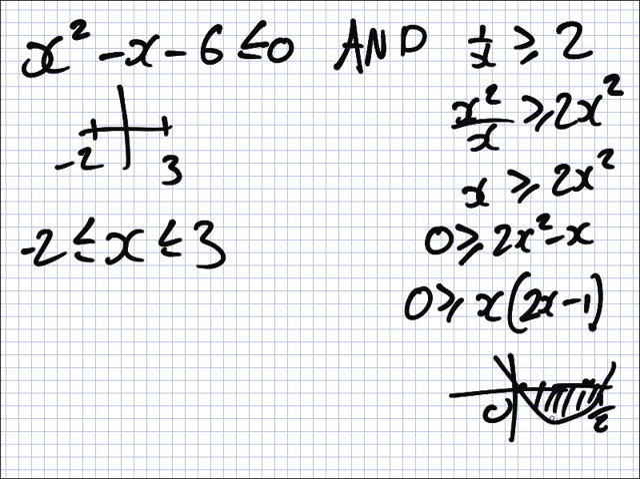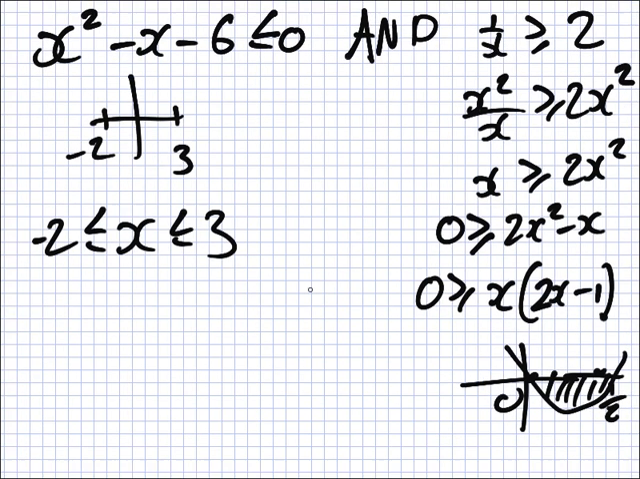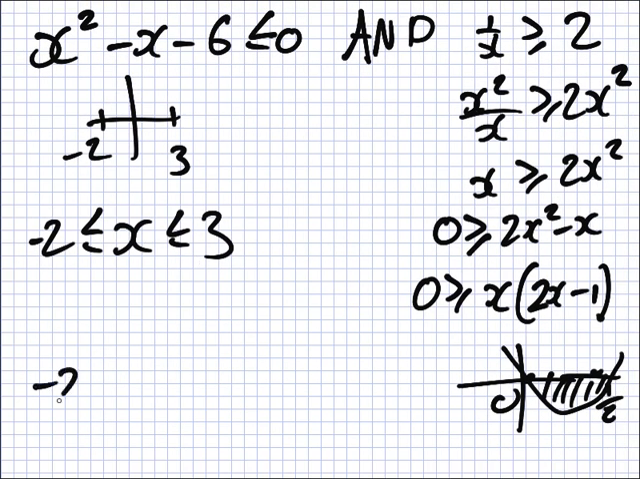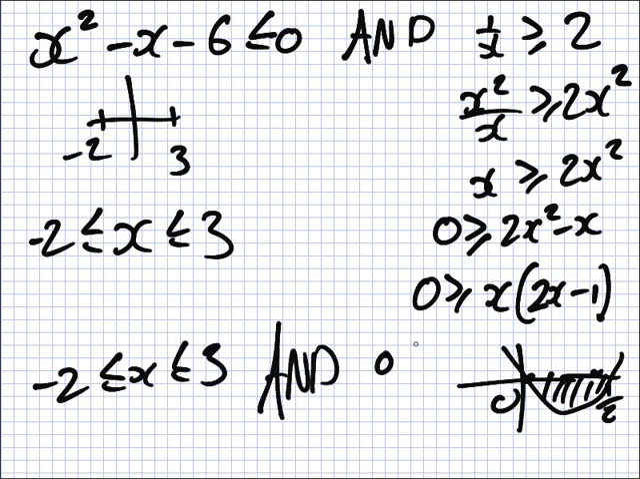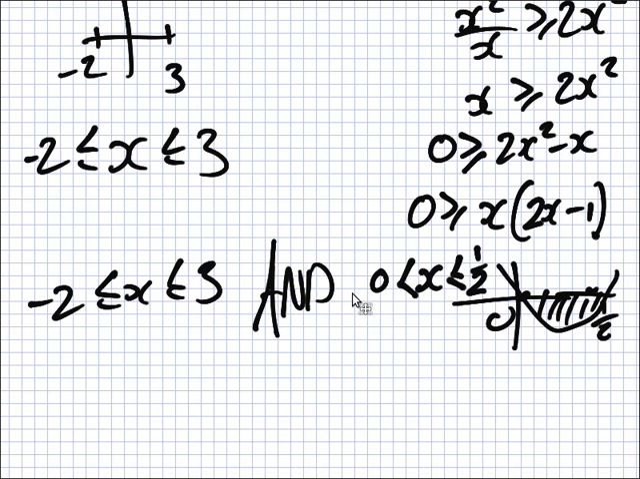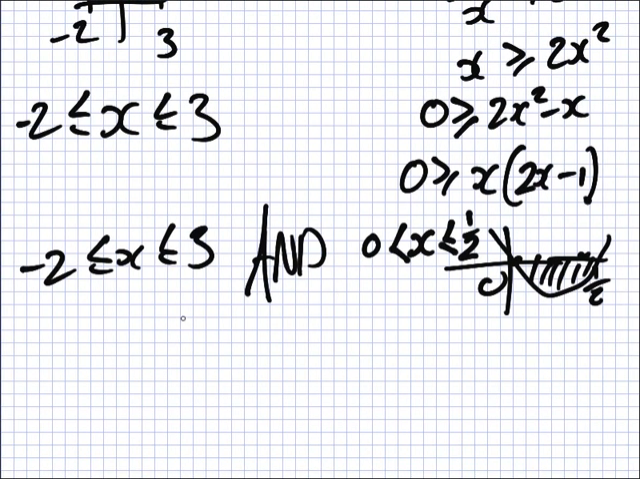This is where I screwed up. I shaded in the wrong side. It's less than 0. In my previous answer, I must have written it as more than 0. So that was my mistake there. Okay, so we can't include 0, and 0 is less than x, less than or equal to a half. Okay, so how do these two combine?